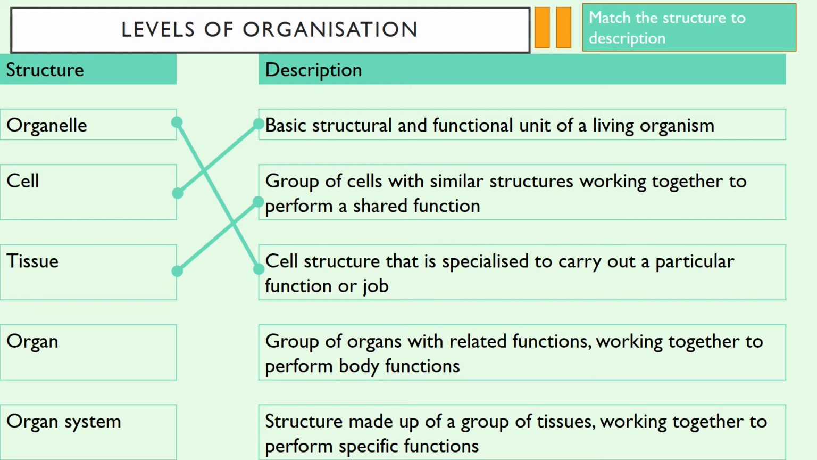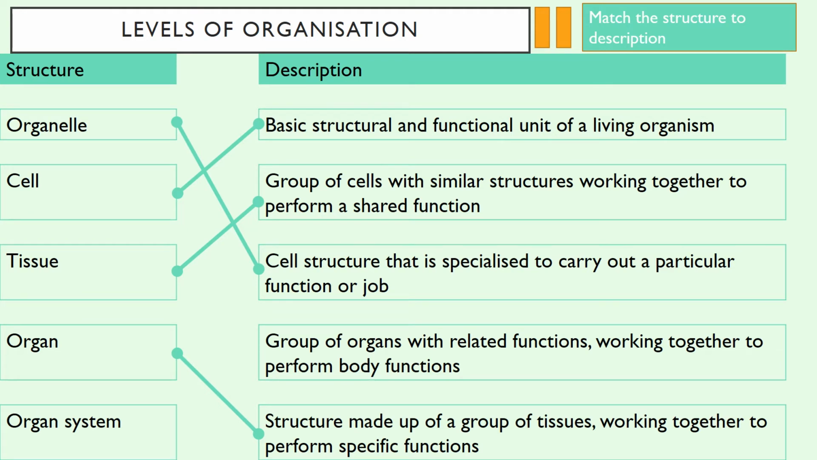The tissues will then form an organ, and an organ is a structure made up of a group of tissues working together to perform specific functions. So for example, your heart would be an organ. It's going to have cardiac muscle tissue, it's going to have blood tissue, lots of different tissues which are all working together to perform this job of pumping blood around the body.